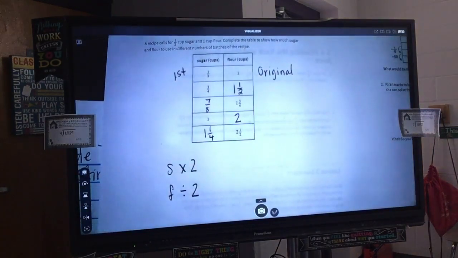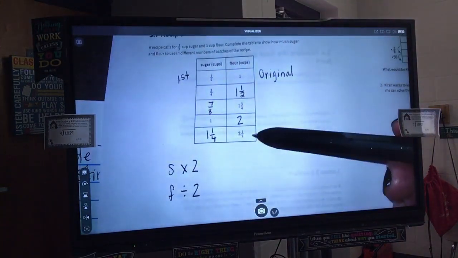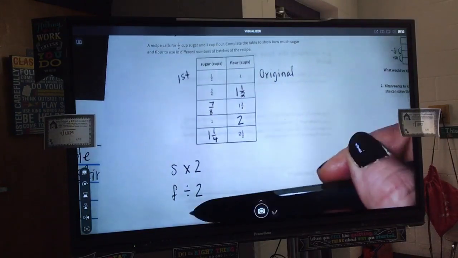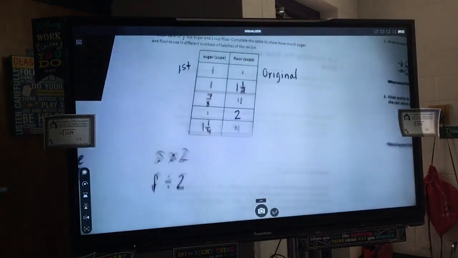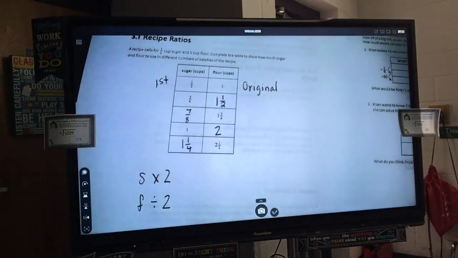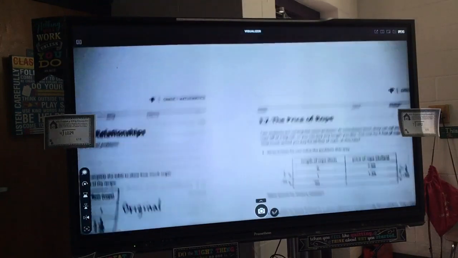Now, did some of you guys multiply the whole thing? You could have multiplied this side by half. Yes. Isn't that the same thing as dividing it by 2? Yes. Just wondering. All right, so keep that in mind when we move into the next part of the lesson. So slide over to 3.2, the price of rope.